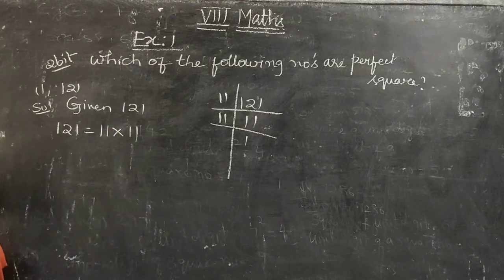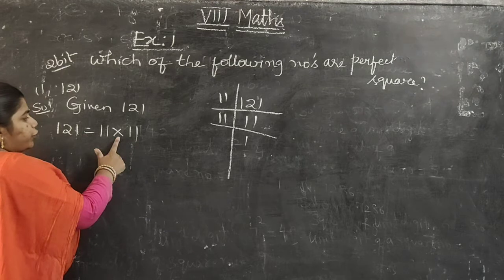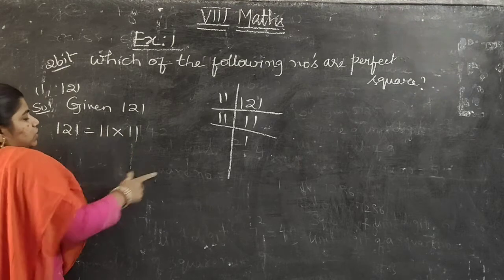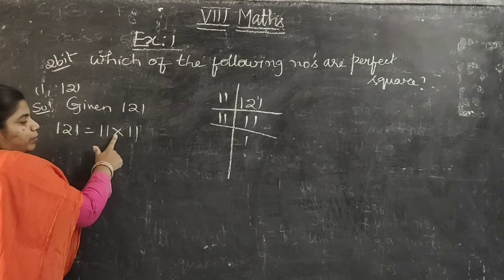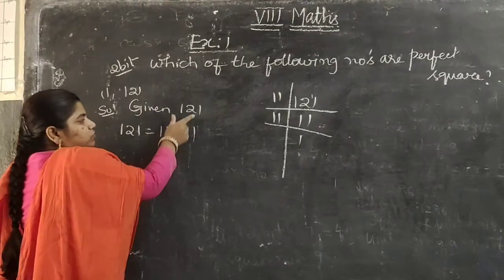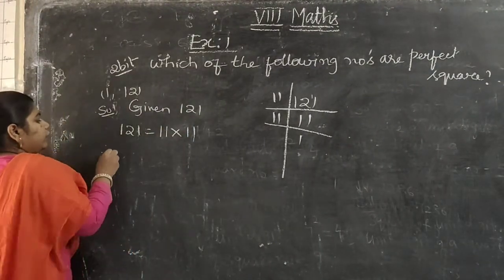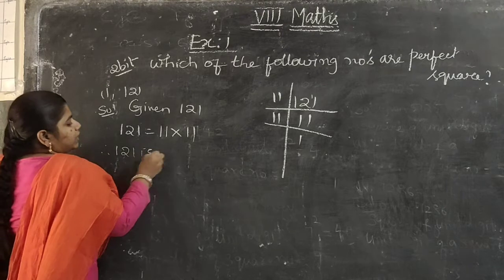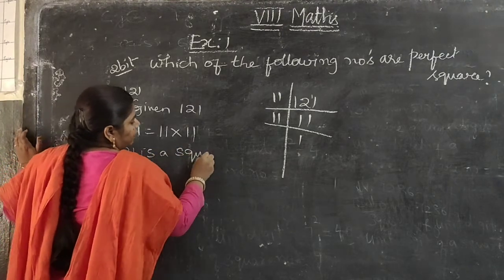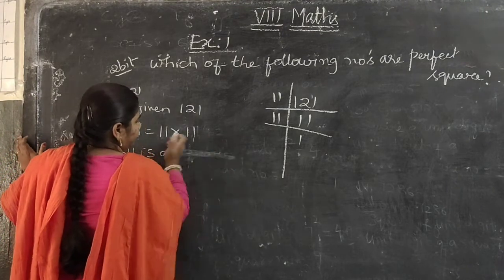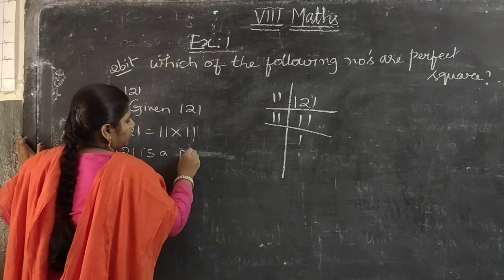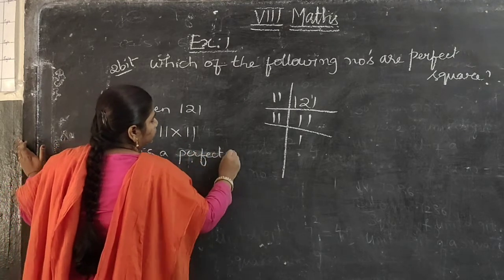So what is a perfect square? A perfect square is nothing but the product of two equal factors. You got two equal factors, and if you multiply these two equal factors, we are getting 121. So therefore we can tell that 121 is a perfect square.